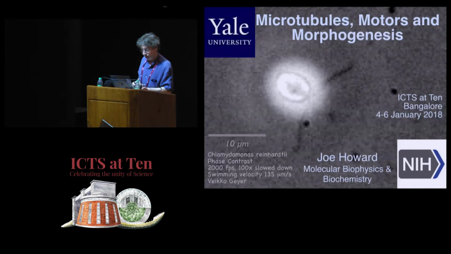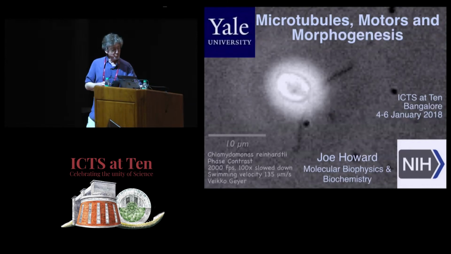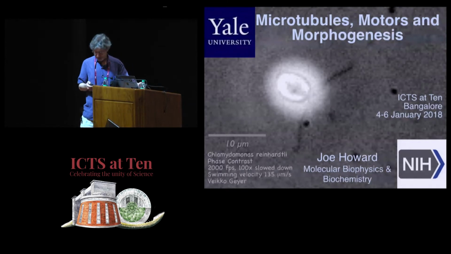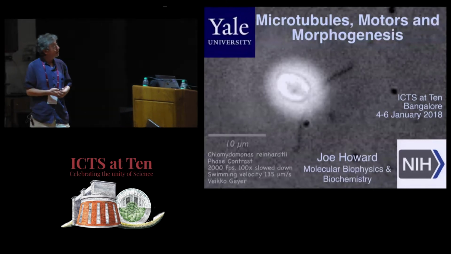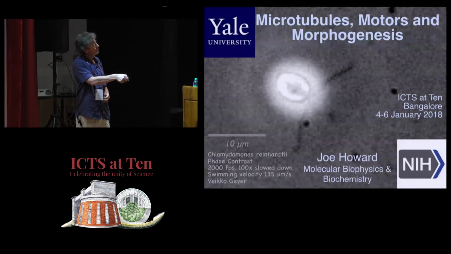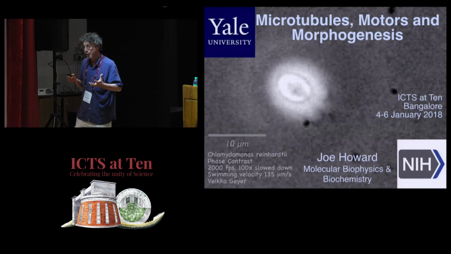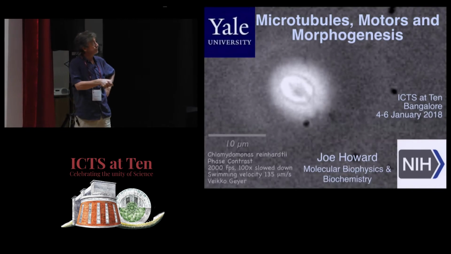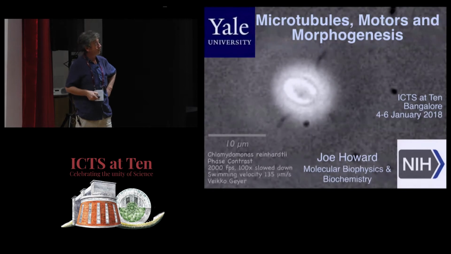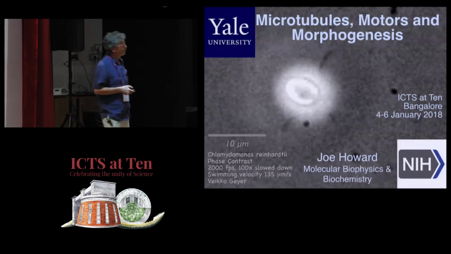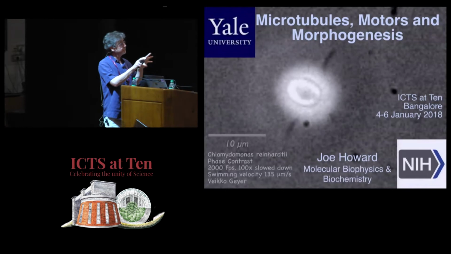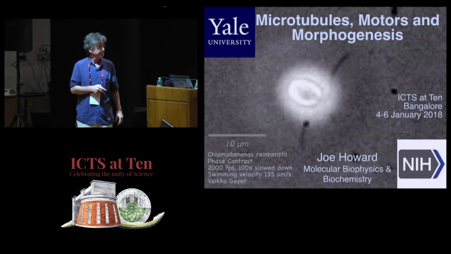Okay, so I'm just hoping that the movie jinx is not going to affect me either, but let's try it. So what we're looking at here is a single cell alga, and these are cilia. This alga needs to swim towards the light, and so it uses these microtubule based structures with motors all the way along the length in order to swim through the fluid. And I'm going to come back to this system towards the end of my talk.